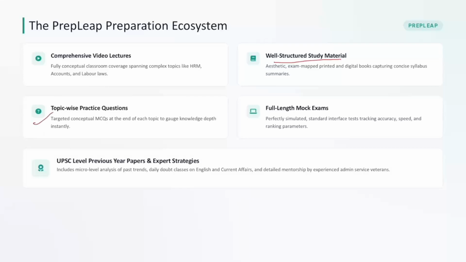Topic wise practice test questions will be there. Every module will have practice questions with it, so that before you enter into the mock test scenario, you are already aware what kind of questions are being asked. Then there'll be full length mock exams, which will simulate the test that you will be undertaking, also helping you with accuracy, speed, and your ranking parameters. Then we also provide analysis of how these questions have been asked previously, what kind of questions have been asked, and obviously we'll be giving you our mentorship by experienced admin service officers who have been working with us. Their guidance will be with you.